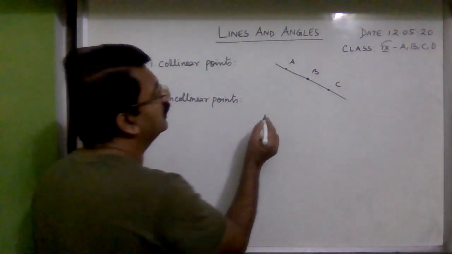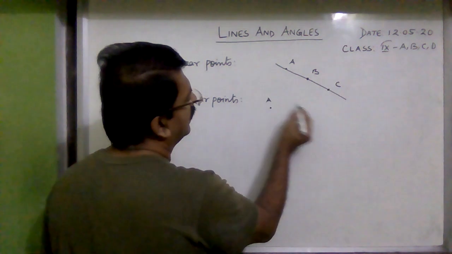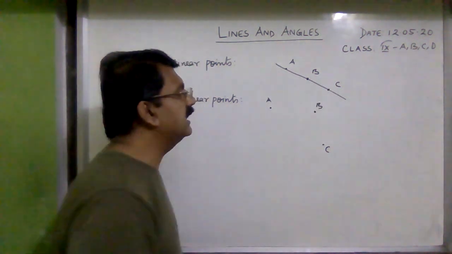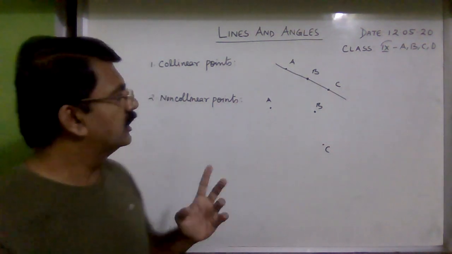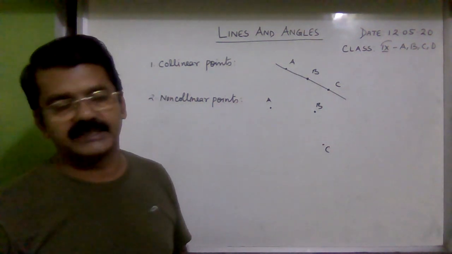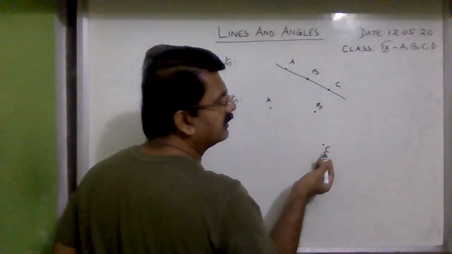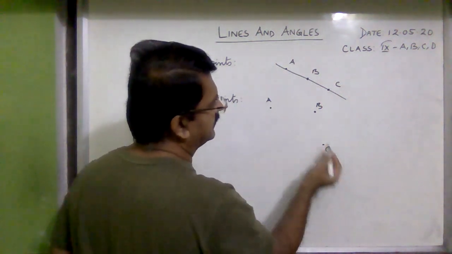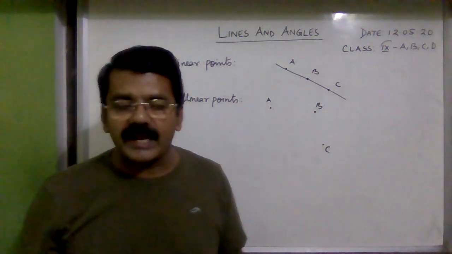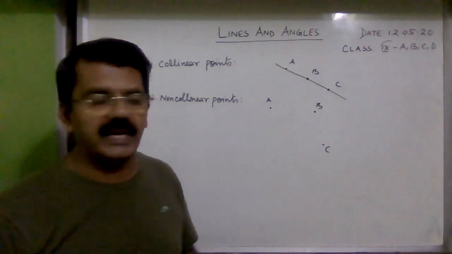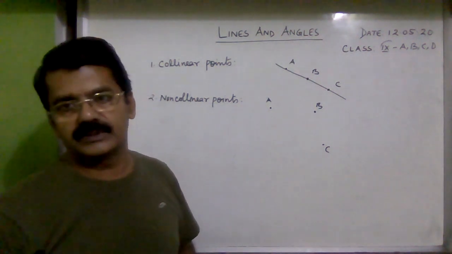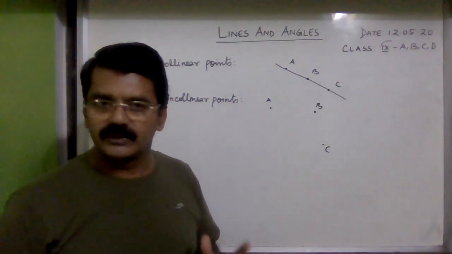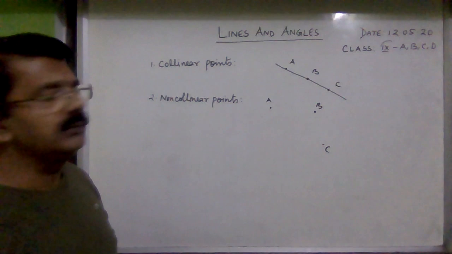For example, I will show you. Suppose point A is here, point B is here, and point C is here. Now you can see you cannot draw a straight line joining all the 3 points, A, B and C. If you join AB, then C will be left. If you join BC, then A will be left. And if you join AC, then B will be left. So you cannot draw a single straight line joining all the 3 points. So these 3 points are called non-collinear points. I hope it is clear to all of you.